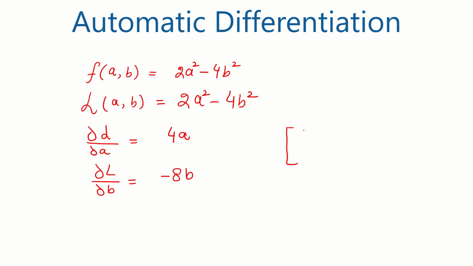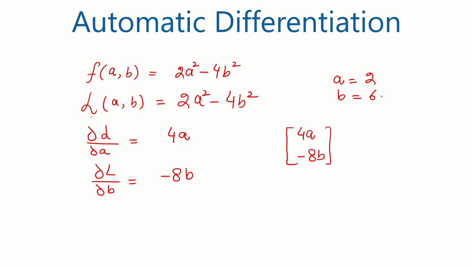Gradient, on the other hand, is just the vector of partial derivatives. Now think that if we have the value of a, let's say the value of a is 2, and the value of b is, let's say, 6, then what is the gradient value? What is the value of the gradient?